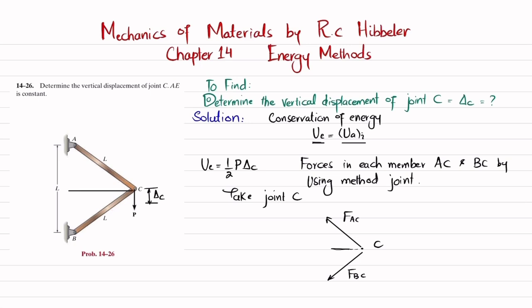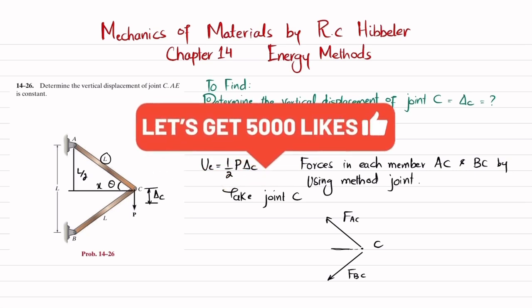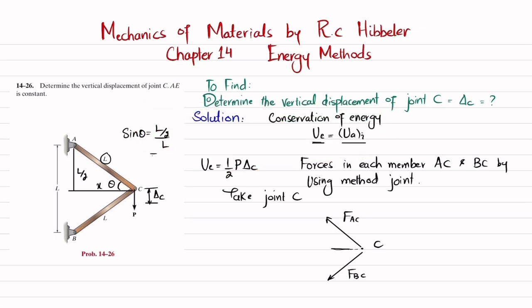So what will be this angle? This will become equal to L by 2. And what will be this length? We do not know this length. This is X and this is L. So let this be theta. So we will use sine of theta. Sine of theta is equal to L by 2 divided by L. So it will be equal to 1/2. So theta will be equal to sine inverse 0.5, which is equal to 30 degree.